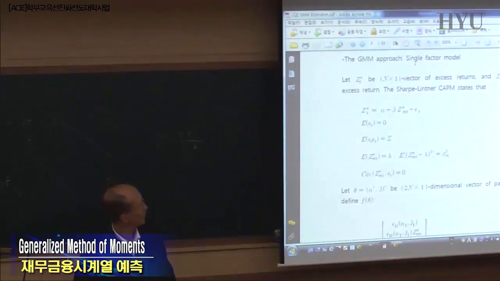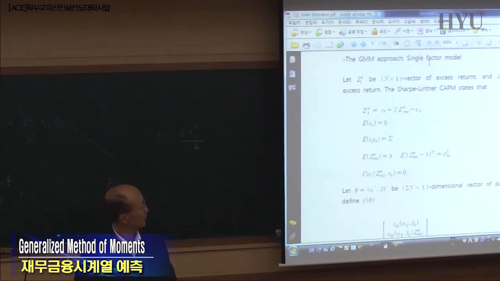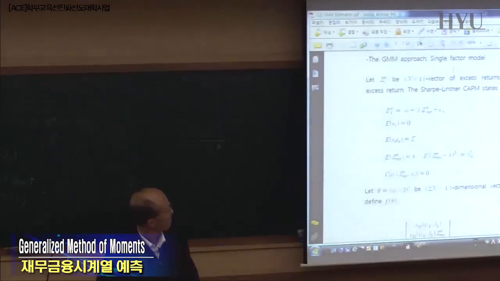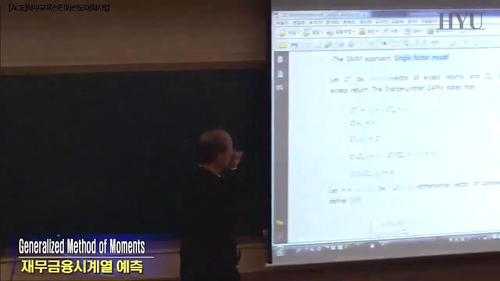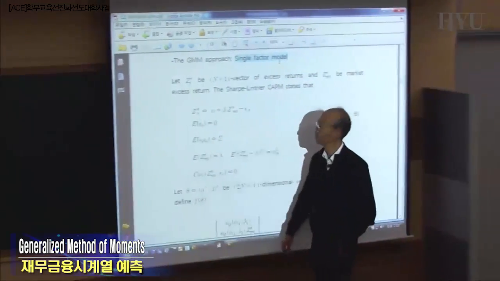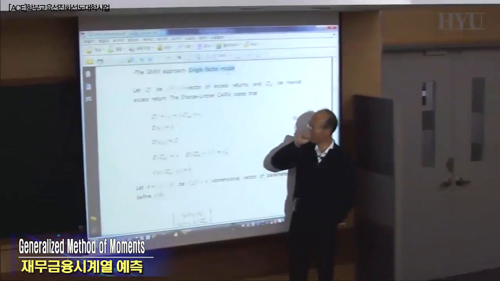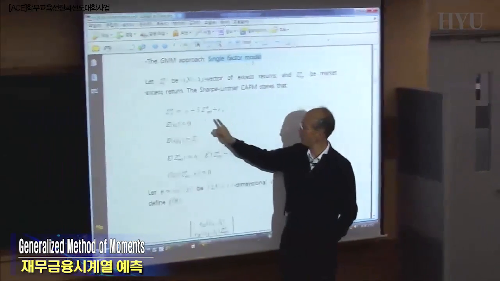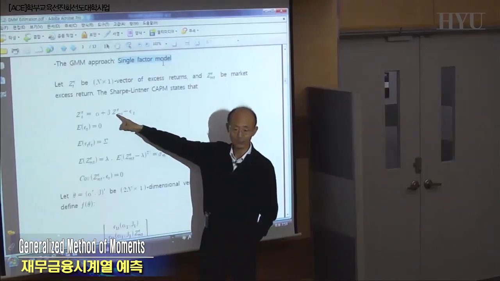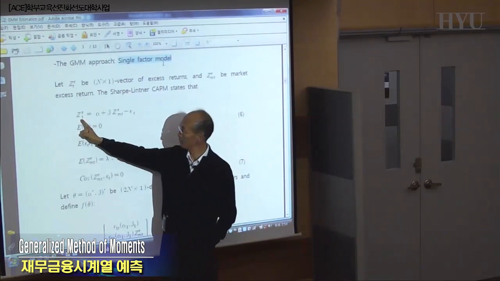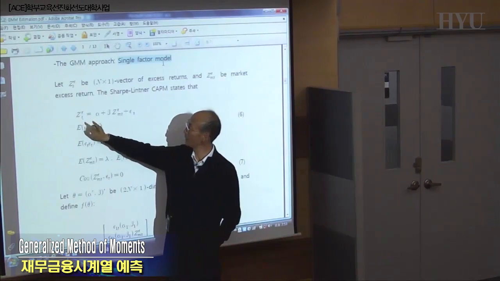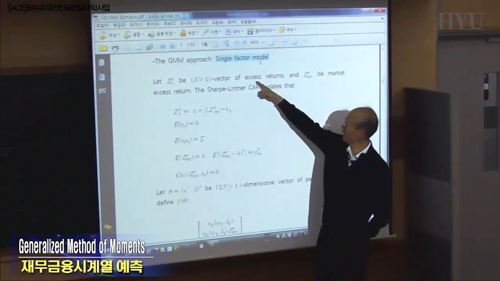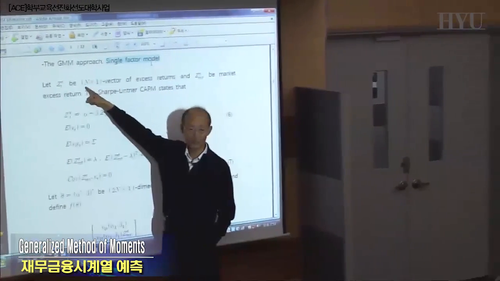So let's take a look at a little more finance-related problem. This is GMM, and we try to test a single factor model, where this is a vector and this is actually a scalar. This one, Z_t in my notation, is the excess return vector. There are n of them.